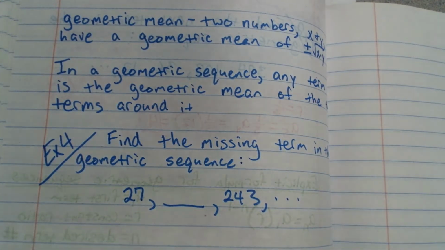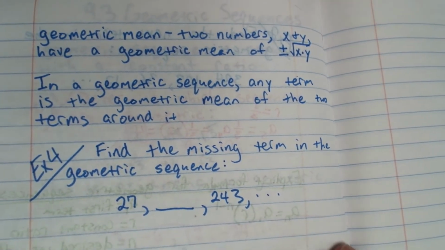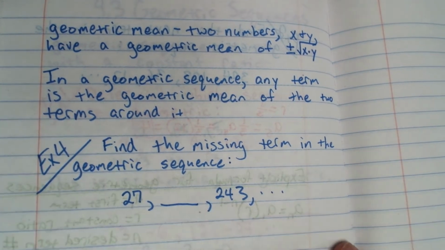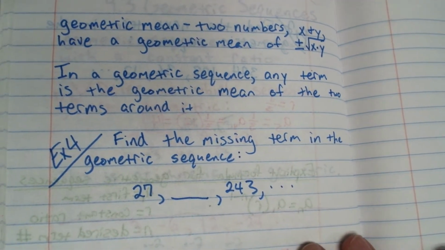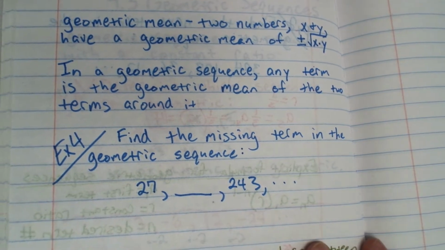All right, so we're going to finish up 9.3, our section over geometric sequences. I think this one's going to be pretty quick. I teased that we were going to have another type of mean other than the arithmetic mean. So here that is, the geometric mean.